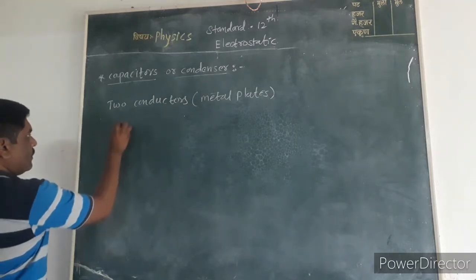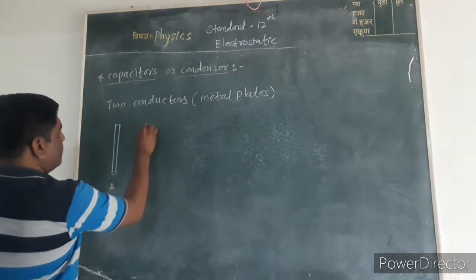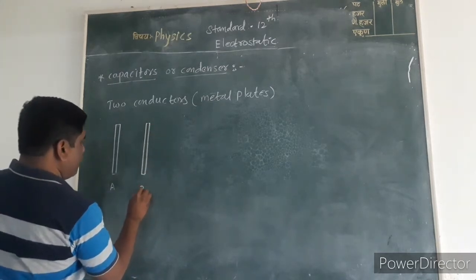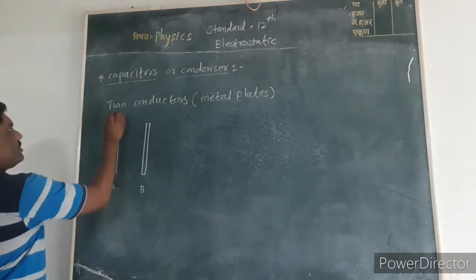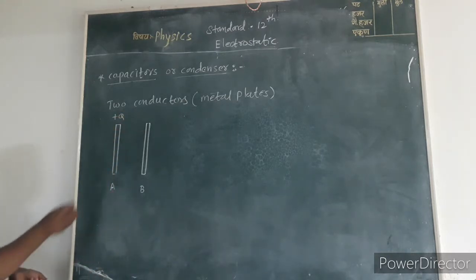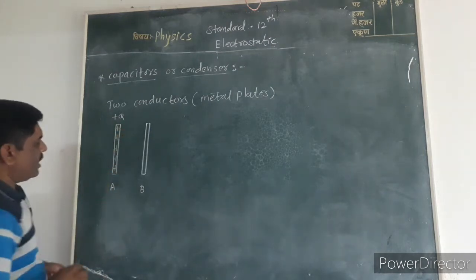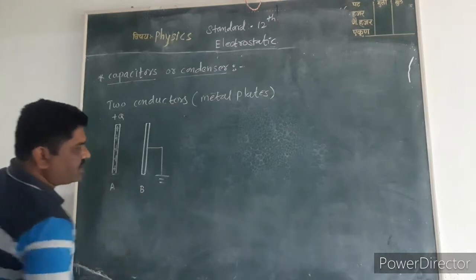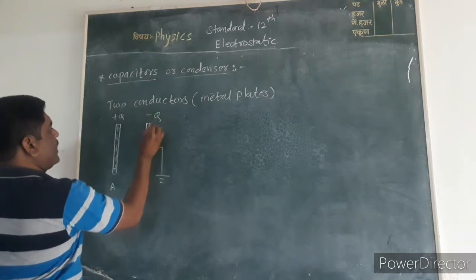Suppose this is the first plate A, the second plate B. Both are metal plates, hence act as conductors, and this first plate, that is plate A, carries positive charge, and second plate B is kept earthed or grounded, that is, carries negative charge.